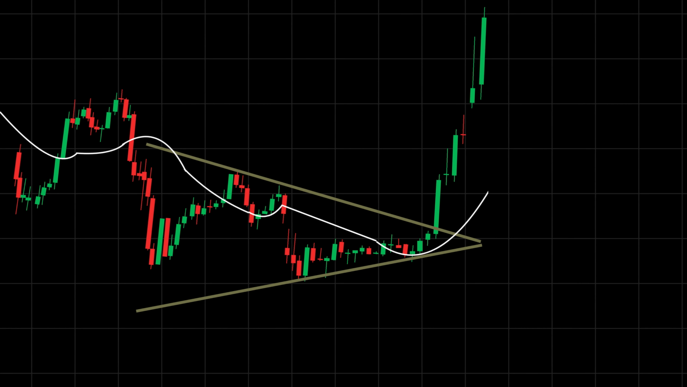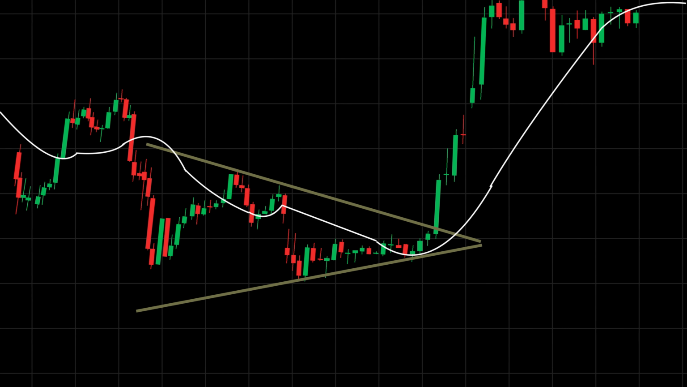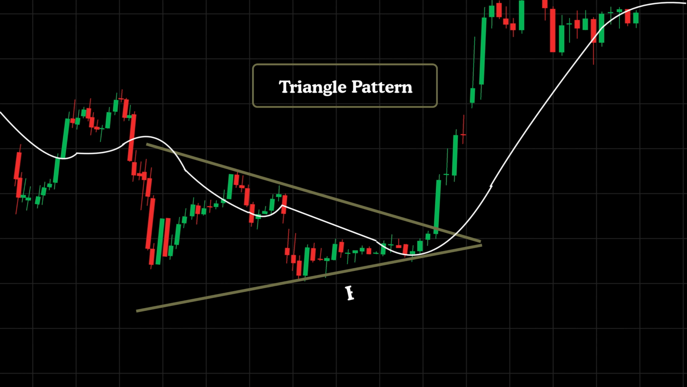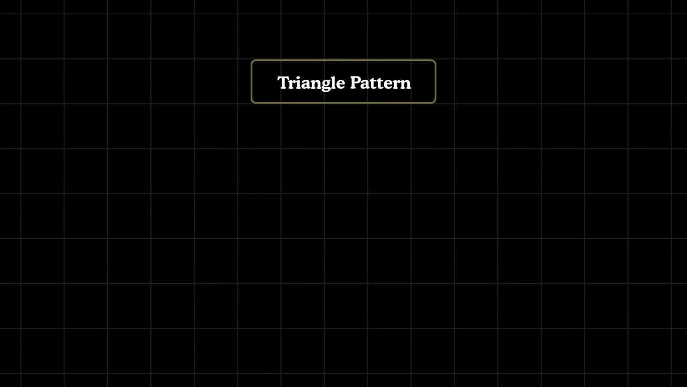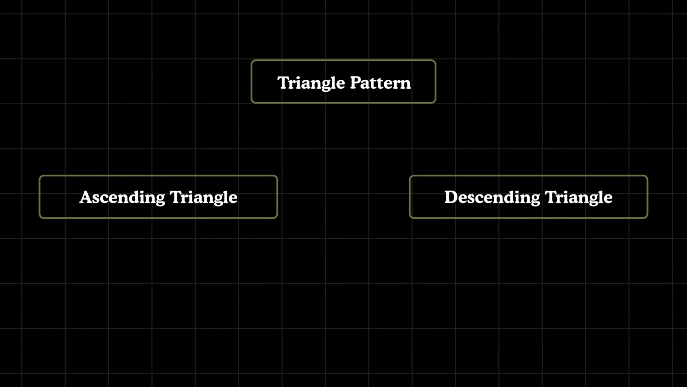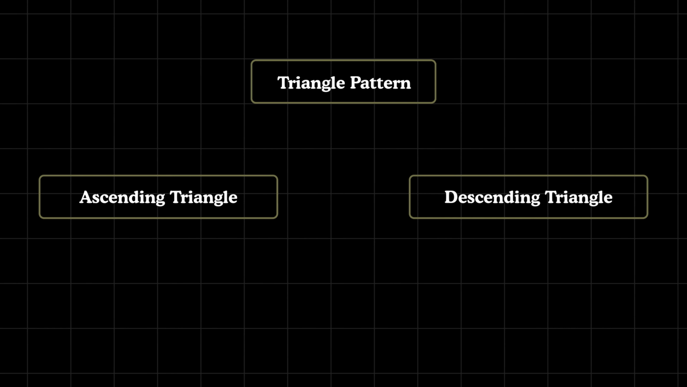Hello friends. In today's video we will explore in depth the well-known triangle chart pattern, which often delivers the most powerful breakouts in the stock market. There are two primary kinds of triangle patterns, one being the ascending triangle pattern and the other being the descending triangle pattern. Let's jump straight into the video.